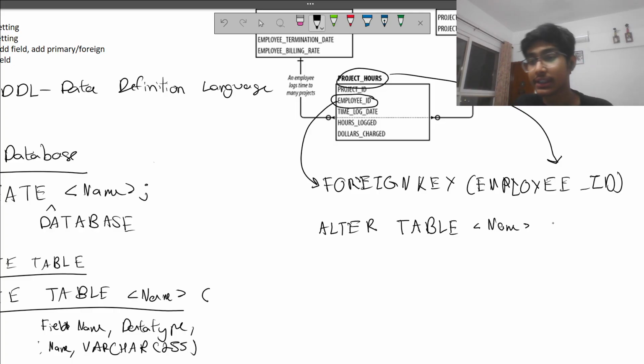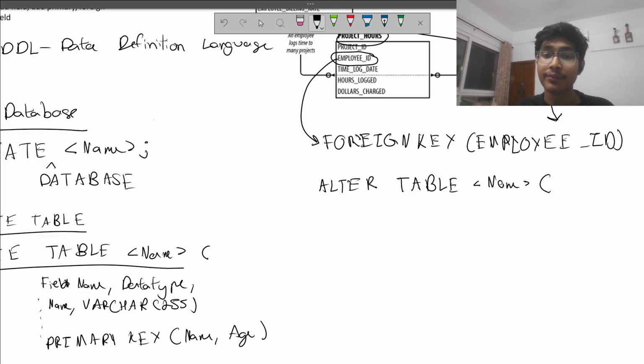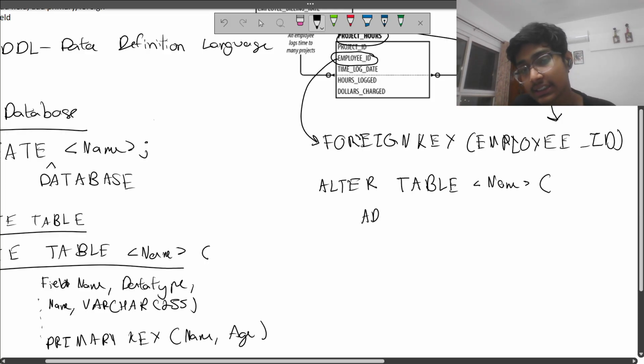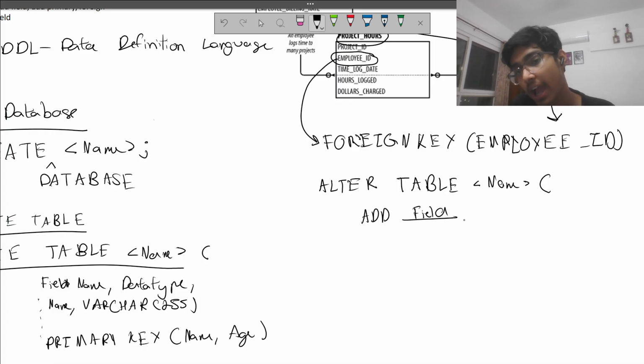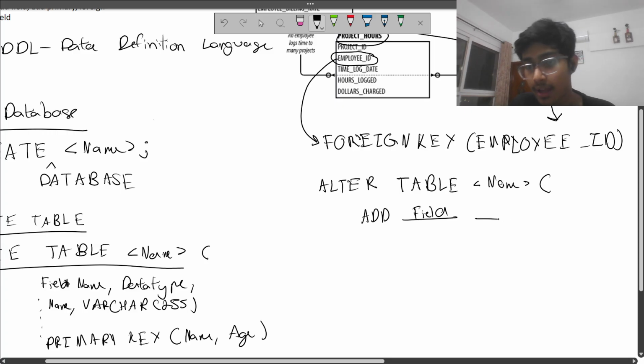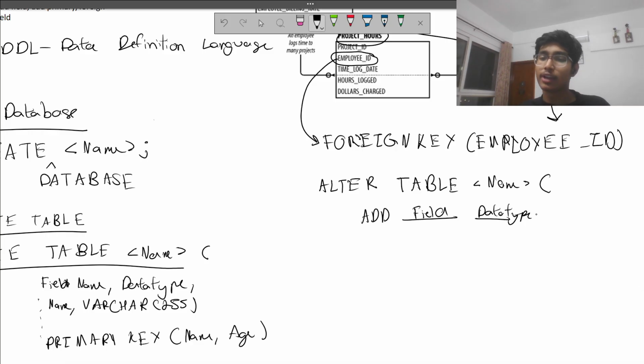Now similar to the table thing, we open up a bracket and we do add. This is our keyword, and then you can do field here, and you can do data type afterwards. So in our case would be employee underscore date of birth and of type date or varchar. We can put a comma as usual.